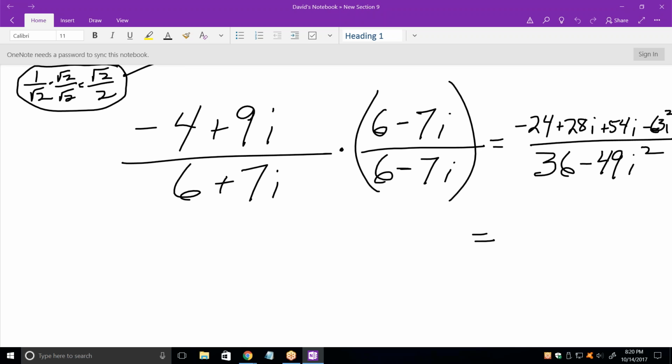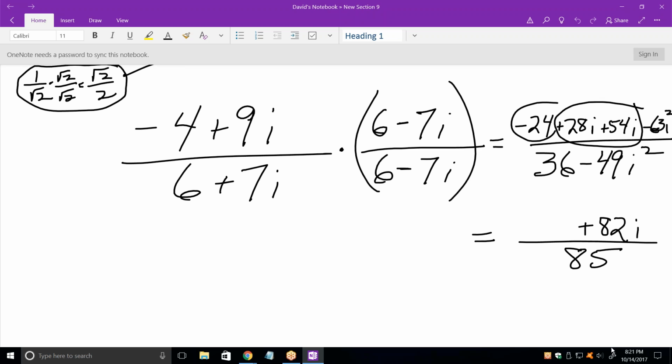Now, let's look at the denominator. The denominator becomes 85. Perfect. That's a real number. It's no longer a complex number. Now, I'm going to combine those two terms to give me plus 82i.